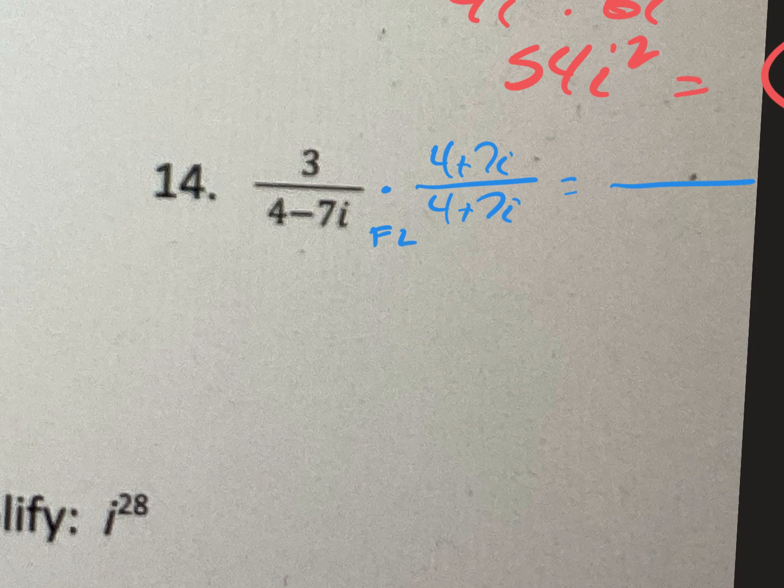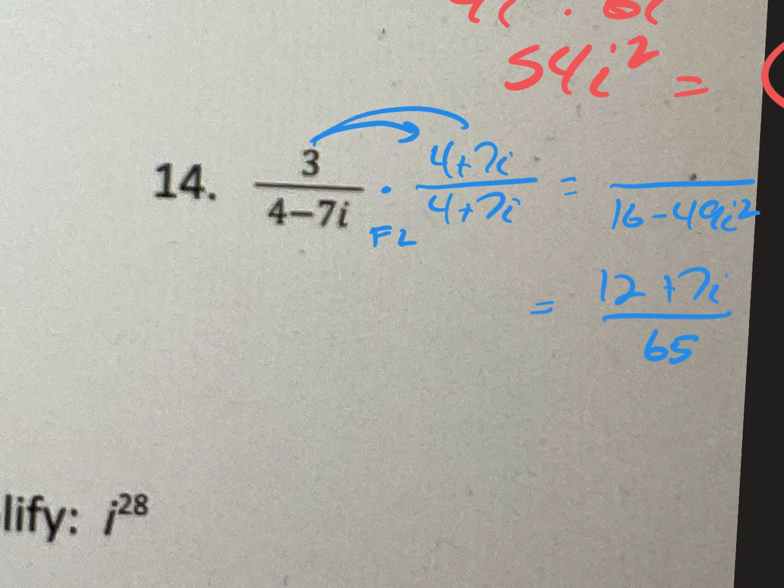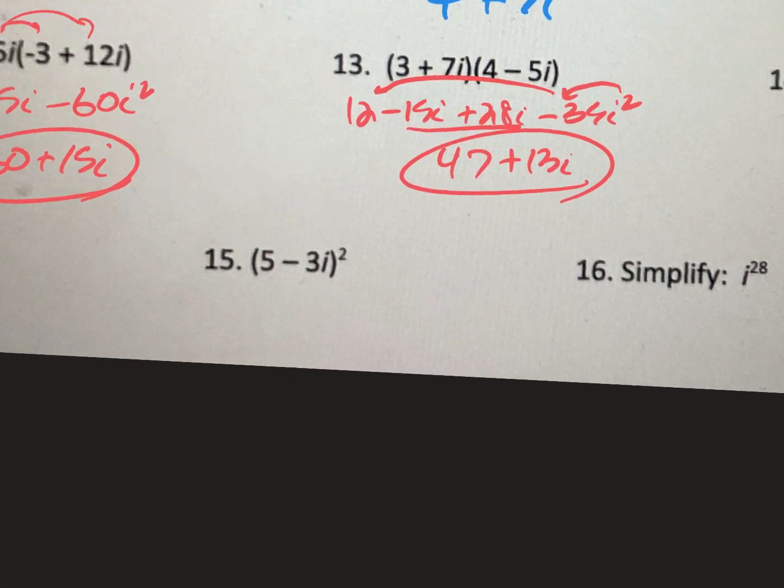Okay, FOIL. 4 times 4 is 16. Negative 7 times positive 7 is negative 49i squared. Don't forget that's an i squared, which makes that 49 become positive 49. 16 plus 49 is 65 all day. So on the top, I'm just going to distribute 3 times 4 and then 3 times 7. And as long as I can't reduce everything, which I can't, I'm done. So I'm done there.